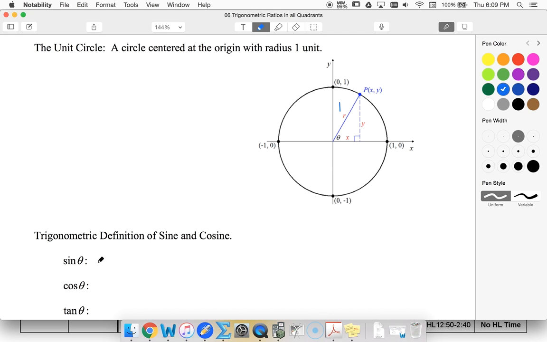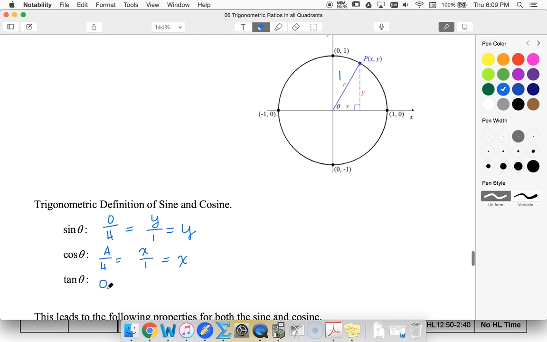And so now if I look at the trig definitions of sine and cosine, I know that sine is equal to the opposite over the hypotenuse. Well, in this case, that's going to be y over 1. So in a unit circle, the sine value of theta is always going to be equal to the y coordinate. The cosine is adjacent over hypotenuse. In a unit circle, I'm going to get x over 1 because my hypotenuse is the radius, which is 1. So in a unit circle, the x coordinate will always give the cosine value.